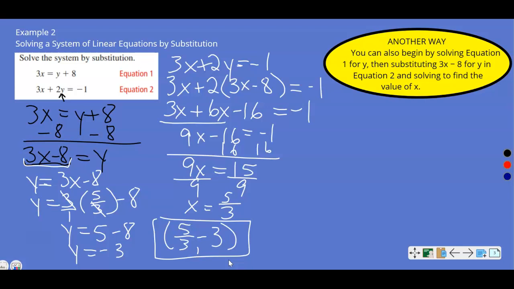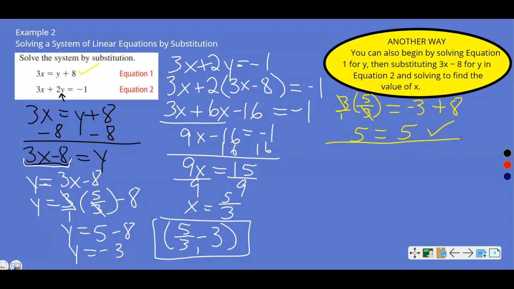All right, now we need to plug these in and check them. So let's do 3 times x. x is 5/3. Does that equal y, which is negative 3, plus 8? Again, I can write this as a fraction and reduce, and that becomes a 5. Negative 3 plus 8 is 5. So 5 equals 5. So 5/3 and negative 3 is a solution for the first equation.